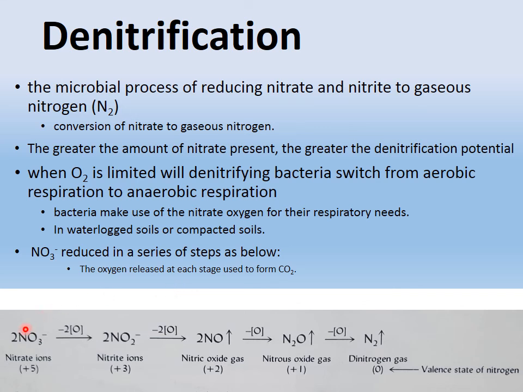So this process occurs when oxygen is limited, and the denitrifying bacteria switch from using oxygen for their respiratory needs to using nitrate for their respiratory needs. So that is the process of denitrification. This, just as volatilization, will result in a reduction of available N in the soil.